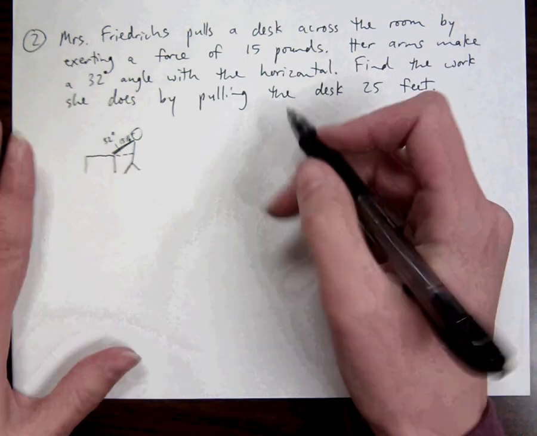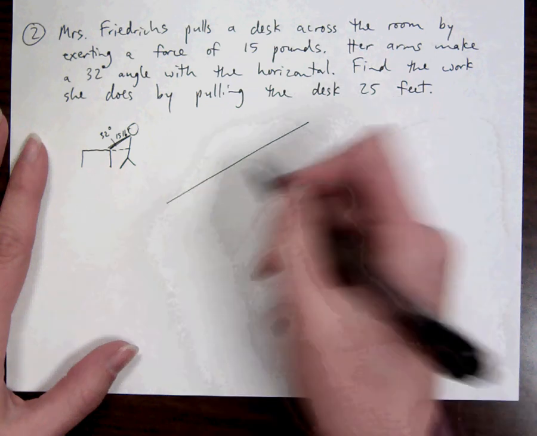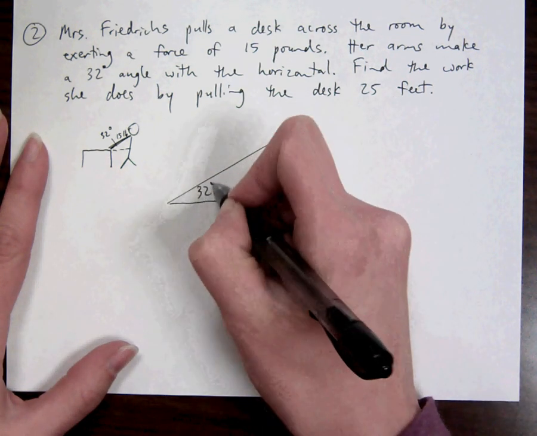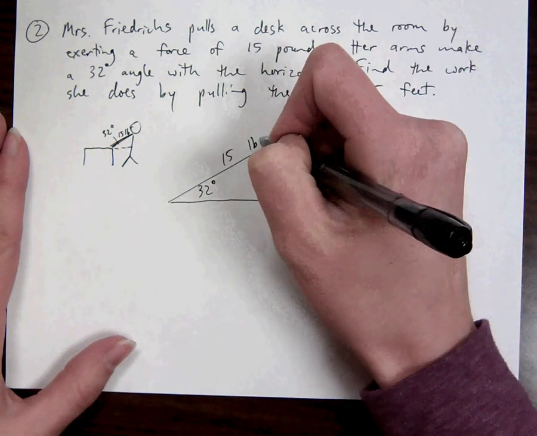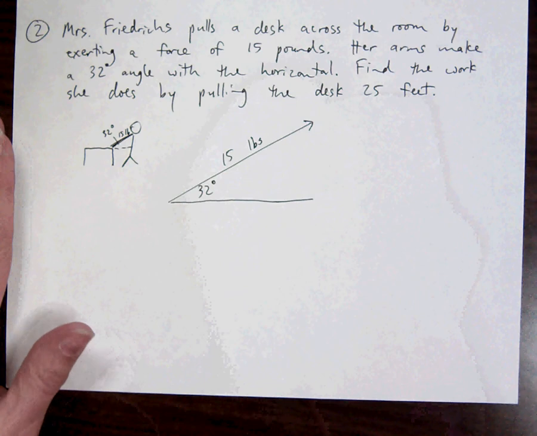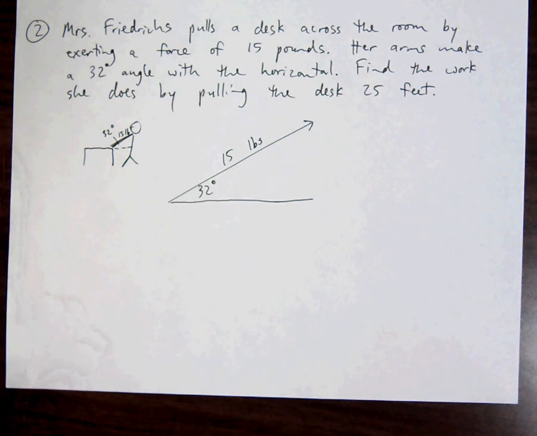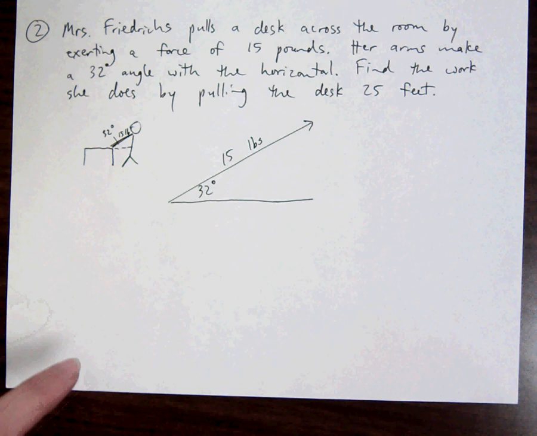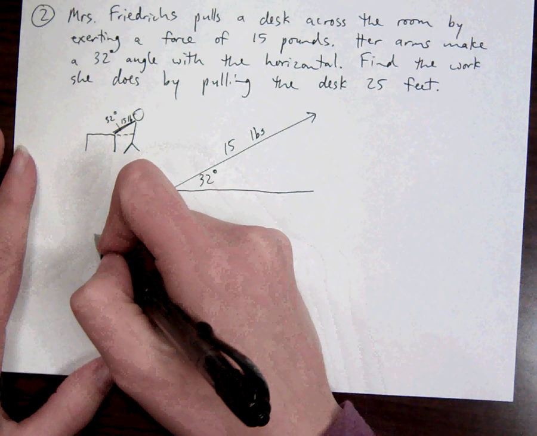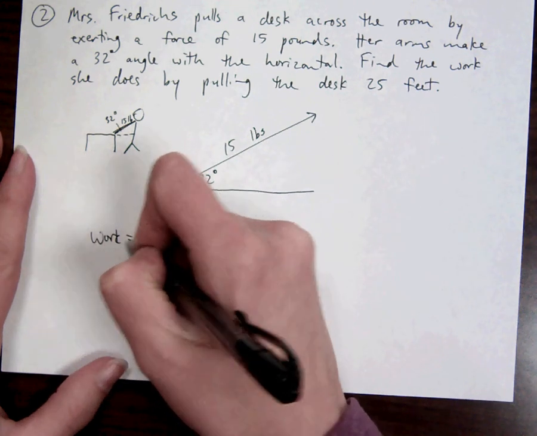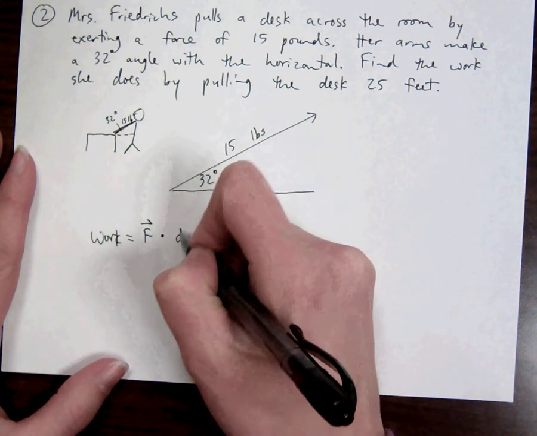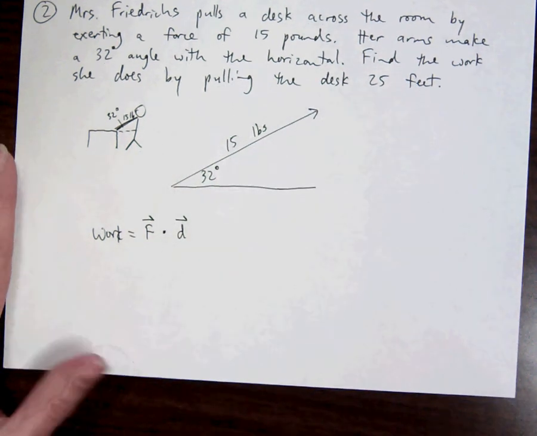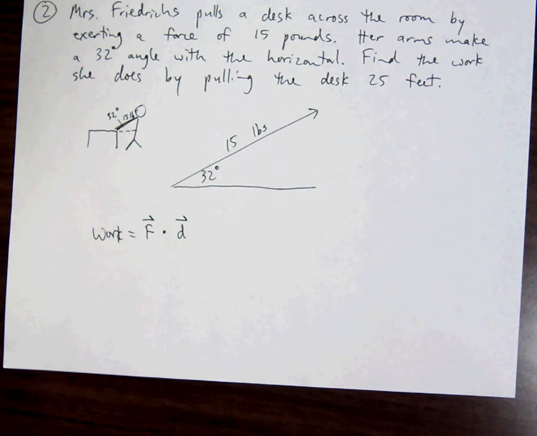So again, I'm going to blow this up a little bigger. We're saying 32 degrees with the horizontal, so I'm just blowing up this picture. 15 pounds of force is what I'm pulling with there. I'm going to pull it 25 feet eventually, so that's going to come into play too. Remember, to find work, we might want to think about the formula first. Work is the dot product of the force vector, remember this is the symbol for vector, times the distance vector. Now, I need those vectors in component form if I'm going to find their dot product.